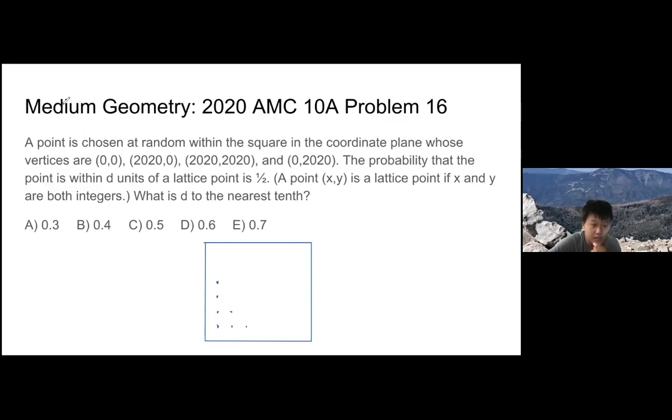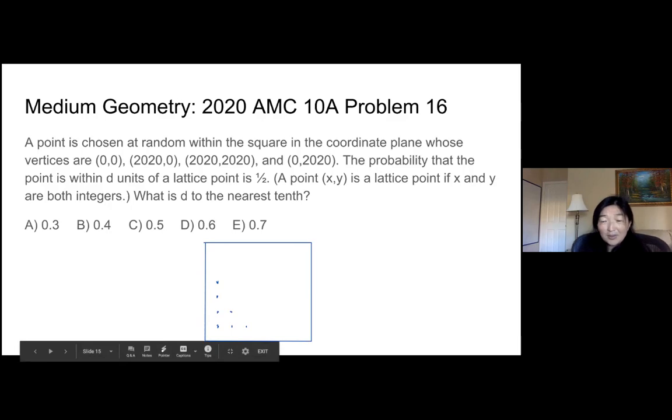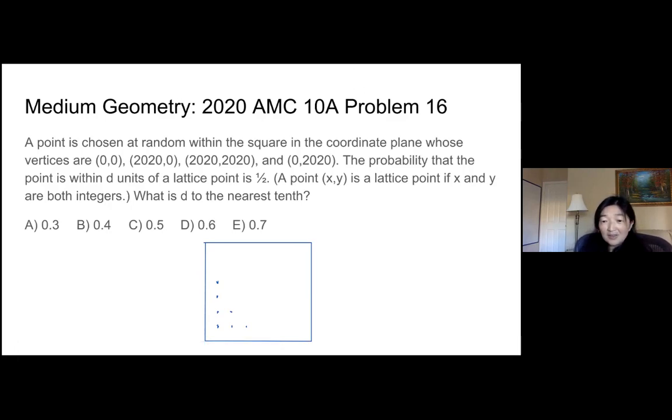Does anyone have any ideas how to start? Well, Peyton, you want to share what you think? You can unmute yourself.